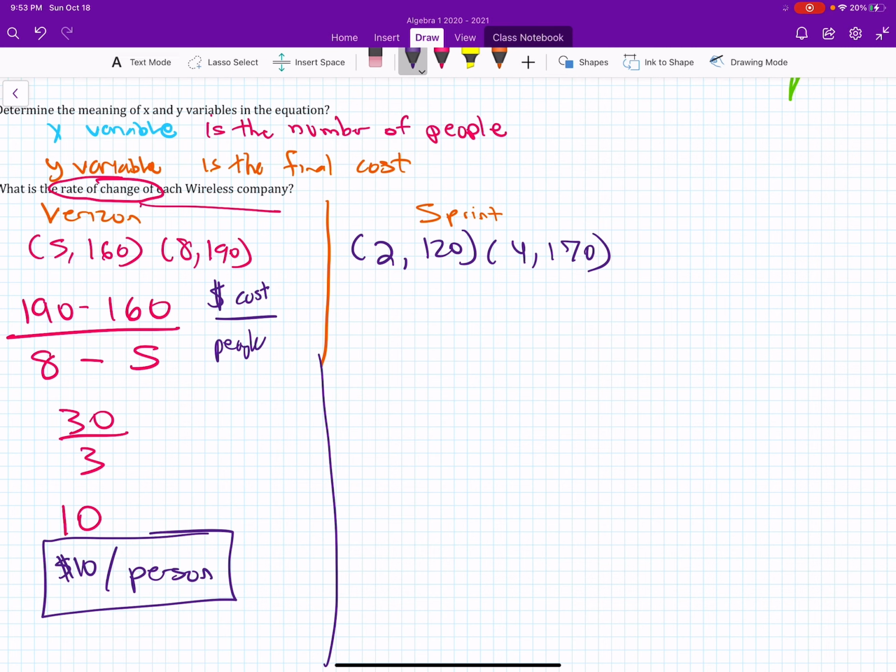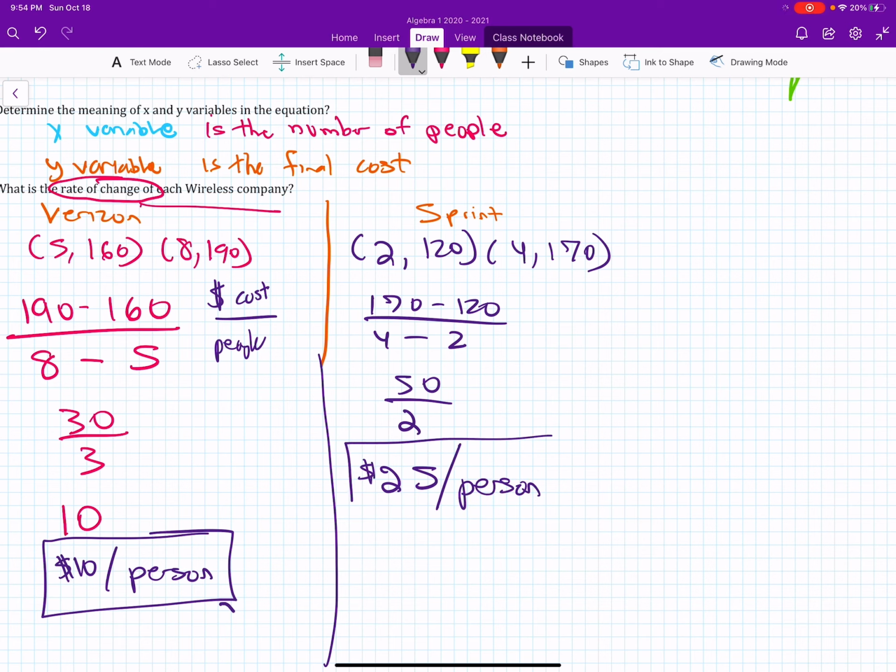Now let's try this for the next one. It's 170 minus 120 over 4 minus 2. 170 minus 120 is 50. 4 minus 2 is 2. That's 25. Again, cost over people, money over everything, $25 per person. That is the rate.